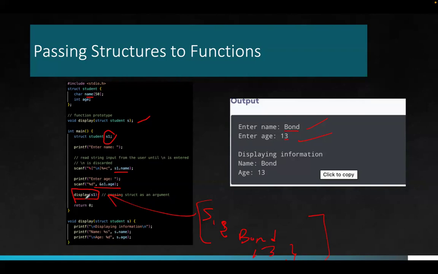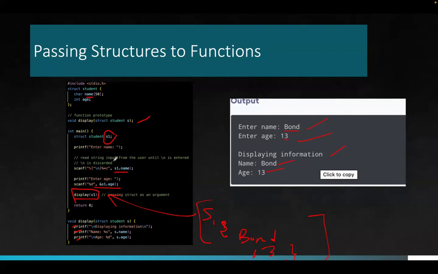What will happen now? The compiler will do the function call. The function definition is defined over here. It jumps from this line to this line and passes the S1 structure to it. Once it is passed, it just prints the passed structure argument by displaying the information: name is Bond, age is 13. This is how we pass a structure to a function.